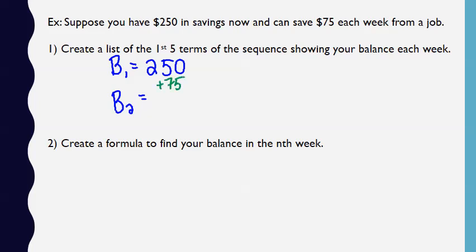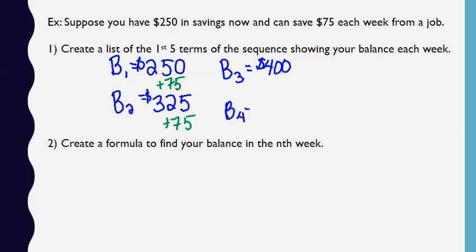So 250 plus 75 gives me 325. Then at the end of my third week, again, I'm going to save an additional $75. So I'm going to keep adding on 75. At the end of that, I would have $400.